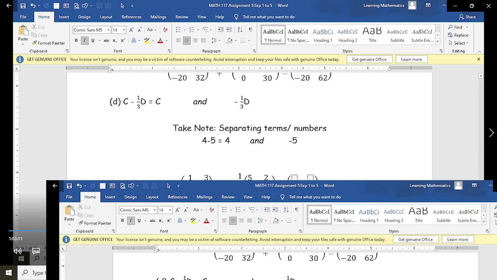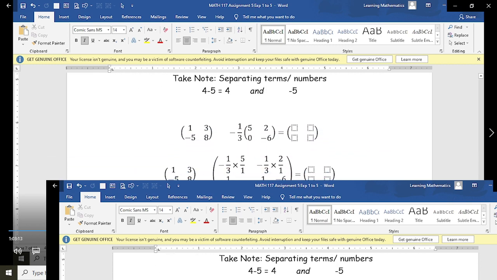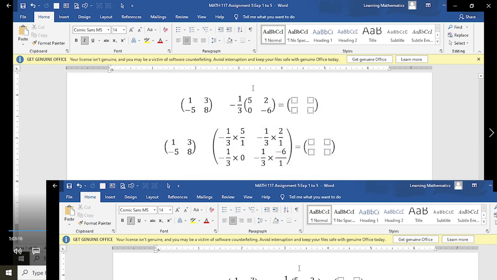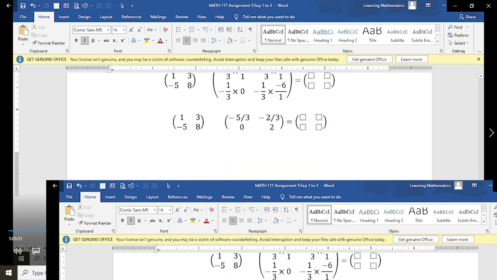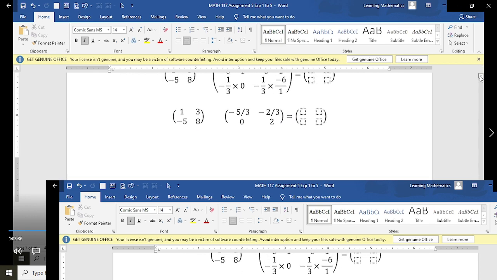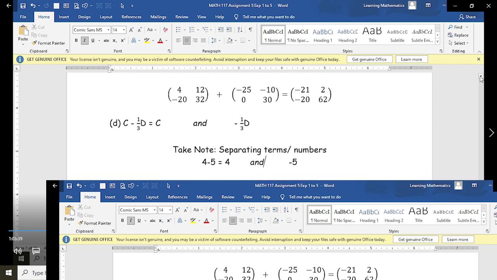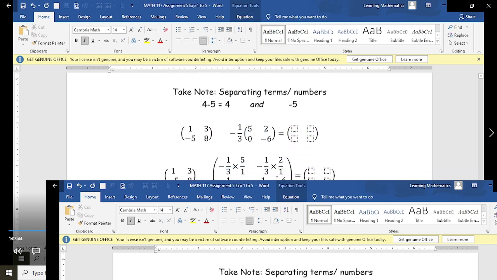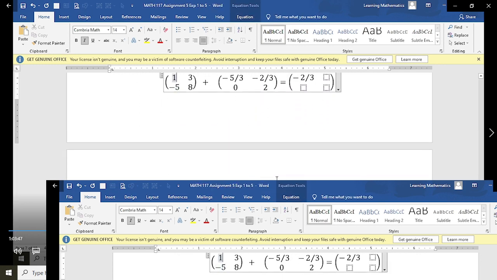So please take note of that. When you have that situation, that's why I created the space. Look, you have C and you have that negative of D. So the negative of D now, we have to multiply a negative of a third to D. And then we bring them back together. Okay? Agreed? Any more questions? So please take note of that.